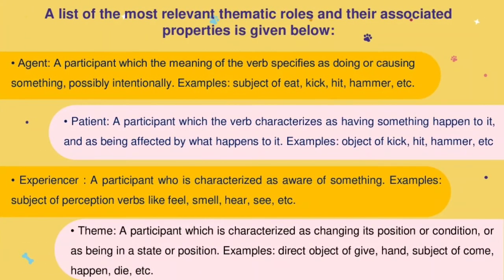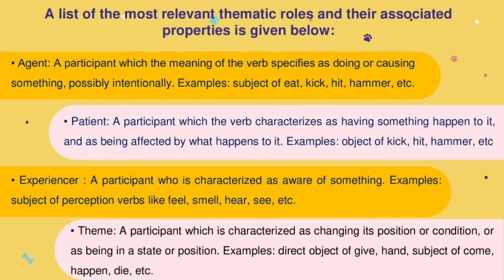Okay, next, a list of the most relevant thematic roles and their associated properties is given below. Agent: a participant which the meaning of the verb specifies as doing or causing something, possibly intentionally. Example: subject of kick, hit, and hammer. Patient: a participant which the verb characterizes as having something happen to it and as being affected by what happens to it. Examples: object of kick, hit, and hammer.